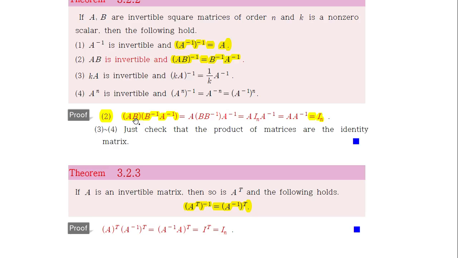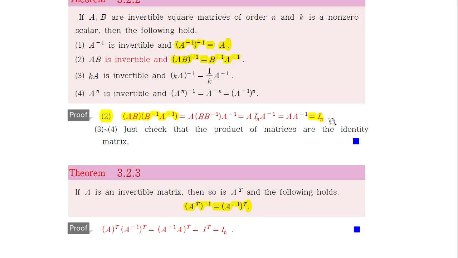AB is invertible. Why? If you multiply B inverse A inverse, then we see A times B inverse times A inverse is going to be A times identity matrix times A inverse, which is identity matrix. That means this times this matrix is an identity matrix. Also, if you multiply B inverse A inverse times AB, then it's going to be an identity matrix. That means AB has an inverse. AB is invertible. And inverse of AB is what? This. So inverse of AB is this.